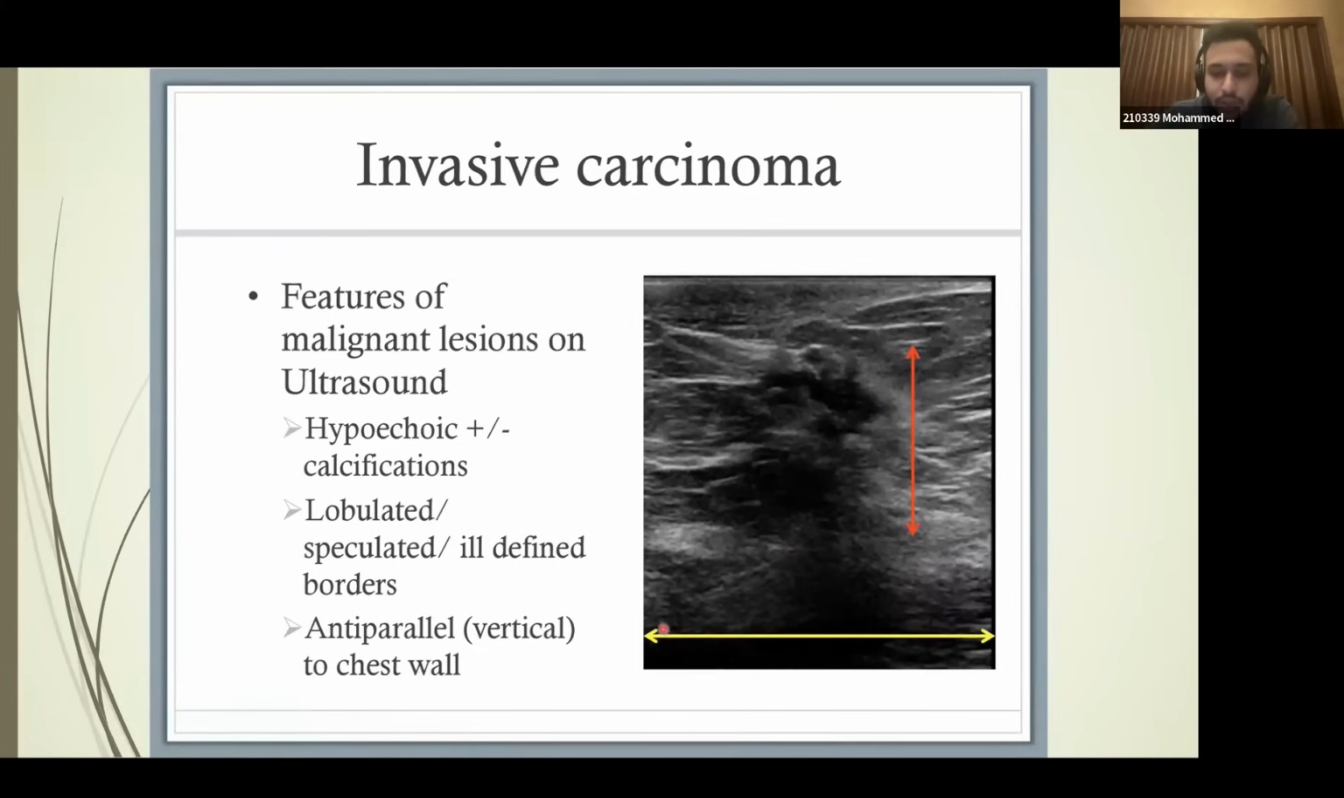The other thing is you look at the chest wall. If it's parallel to the chest wall, this is fine. If it's perpendicular or vertical or anti-parallel to the chest wall, this is a very malignant feature. Okay? So two important things that you'll see here is that it's anti-parallel and it's irregular. Okay? The borders. That clear?